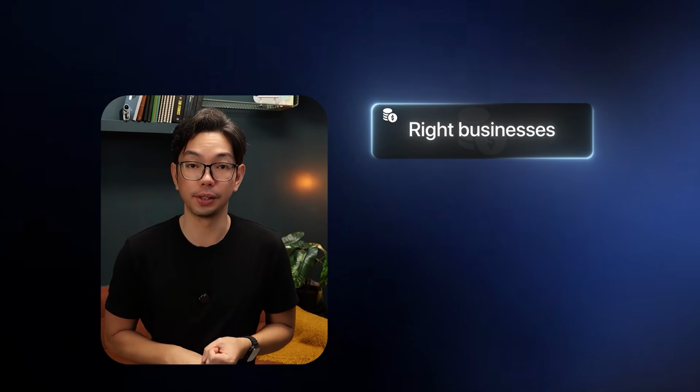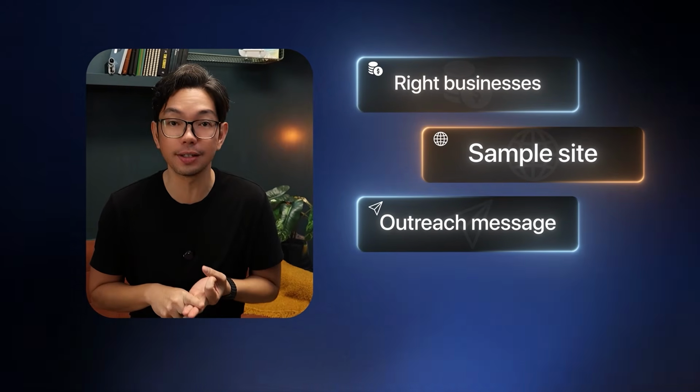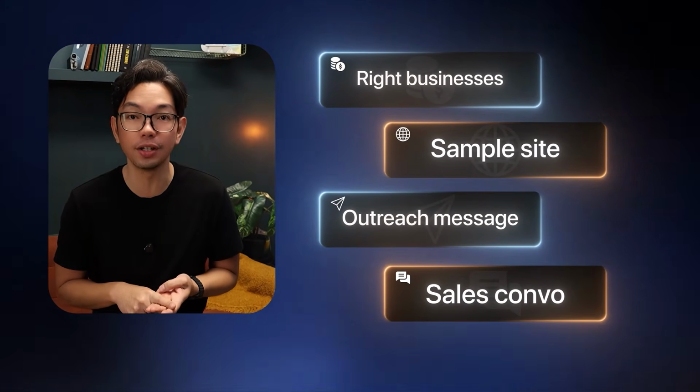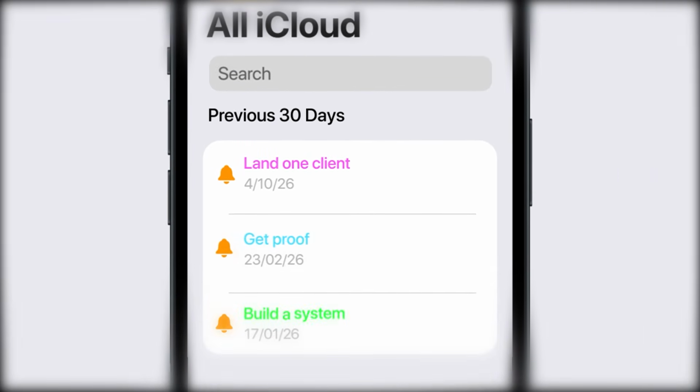So in this video, I'm gonna walk you through that entire process, from finding the right businesses, to building the sample site, to sending the outreach message, to handling the sales conversation, delivering the final site, and then turning that one project into a monthly retainer. You don't need to build an agency overnight, no. You just need to land one client, get proof, and then build a system that you can repeat.